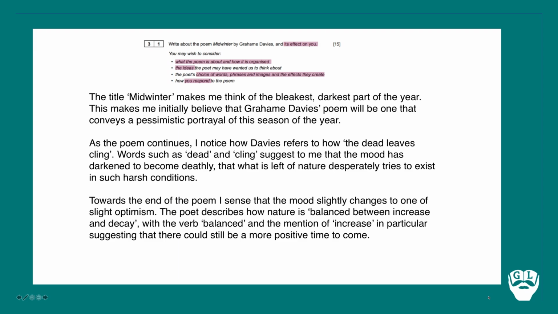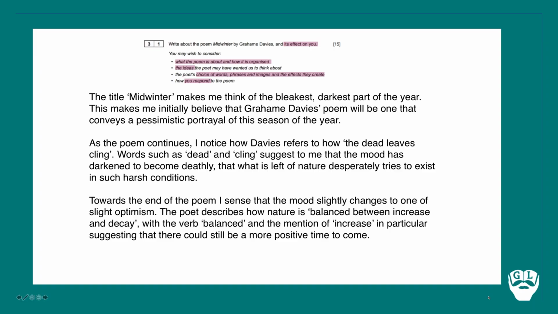What's interesting as well, sometimes I've done what I call digging into a quote. So if we refer to the middle paragraph, I notice how Davies refers to how, quote, "the dead leaves cling," end quote. Words such as "dead" and "cling," I've picked those words out and made more of them. Okay, do remember your quote marks to get the marks. Okay, it has to have the quote marks over them.